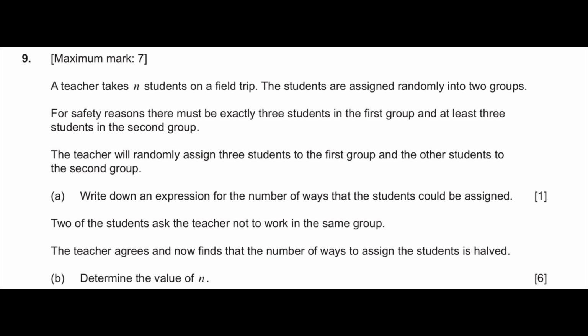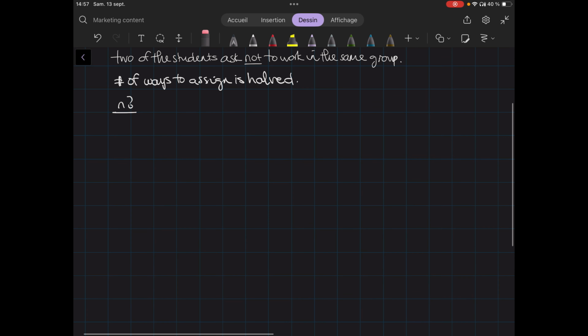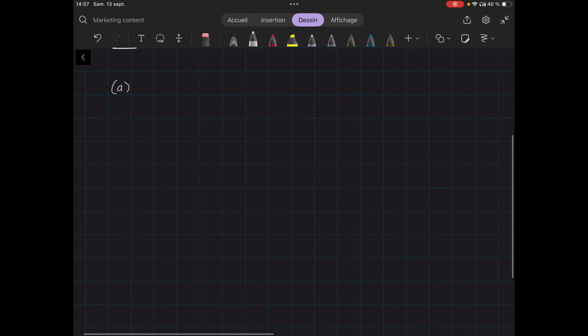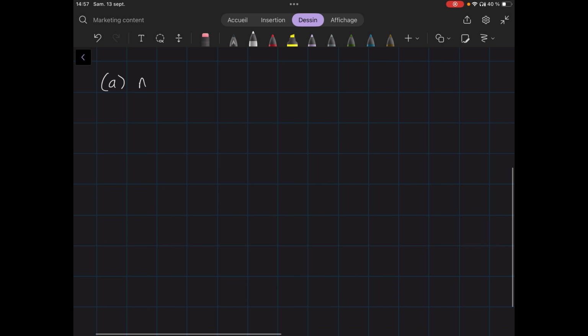You have n students on a field trip split into two groups. Group 1 has exactly 3 students and group 2 has more than 3 students. In part A, you are asked to write down the number of ways that the students can be assigned. So, n students, right? You are split into 3 students and n minus 3 students.